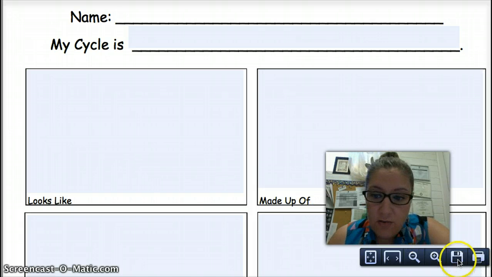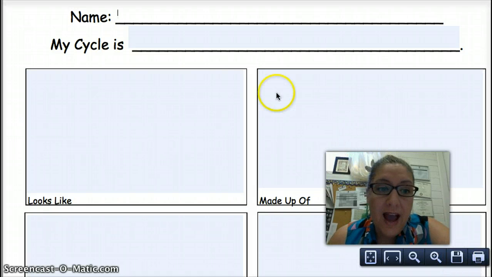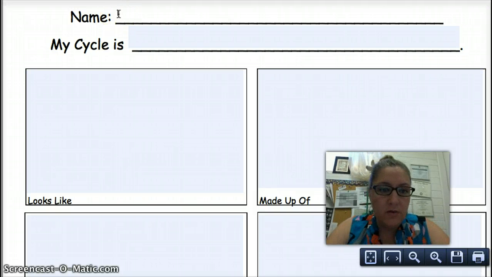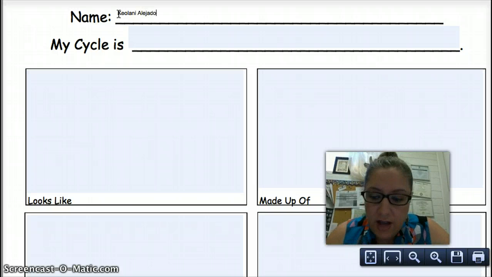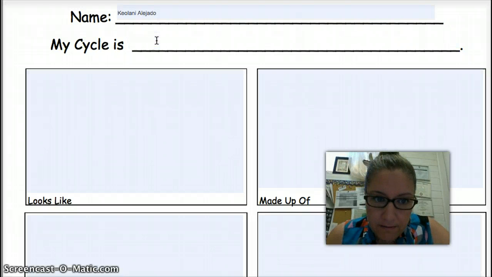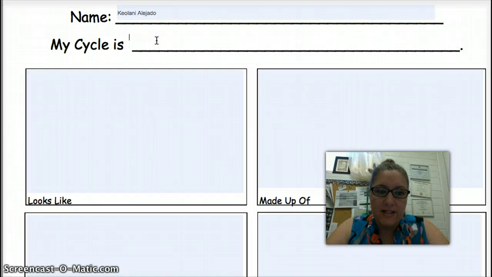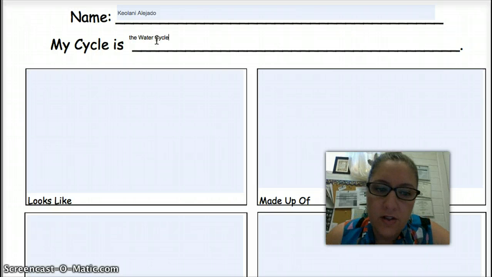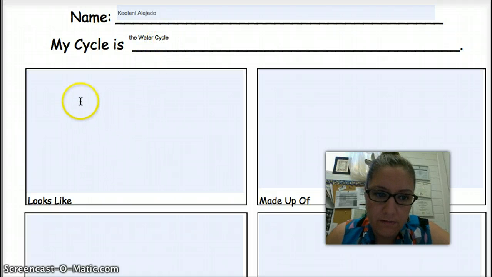So, first of all, what we need to do is fill out our form. At the top, you'll see name. That's your name. So I'm going to write my name. And I'm typing because I'm on my computer. So I put my name. You will write your name. Now you're going to write my cycle is the water cycle. Your cycle is the water cycle.